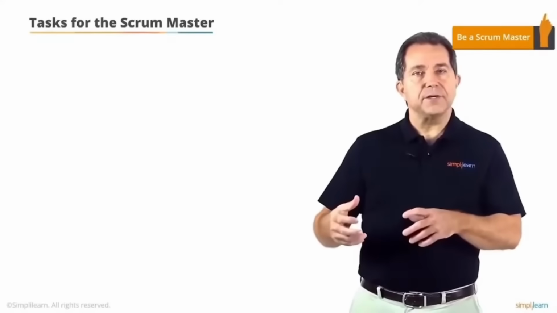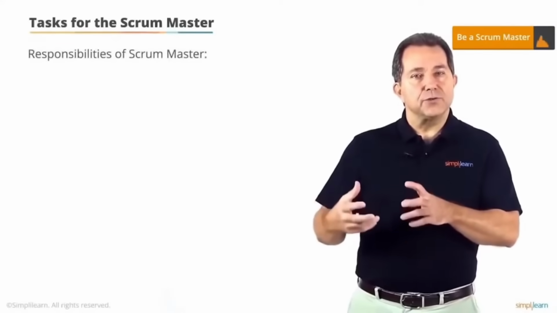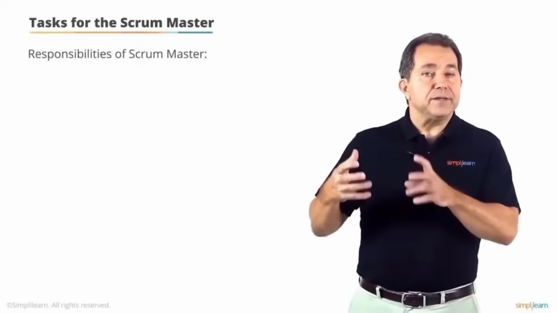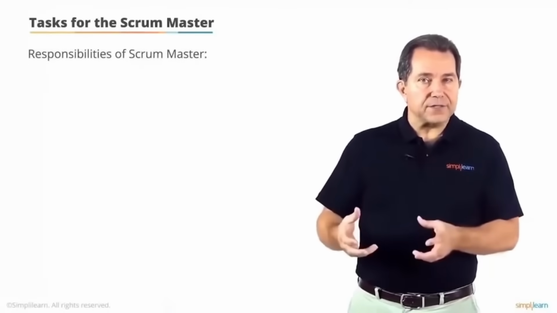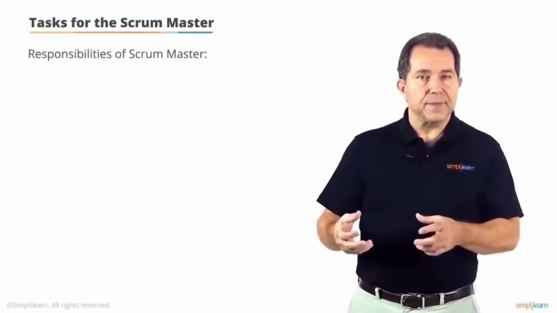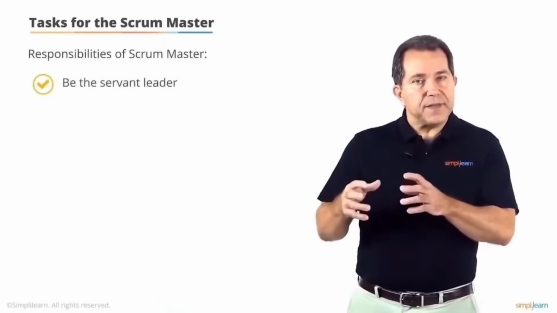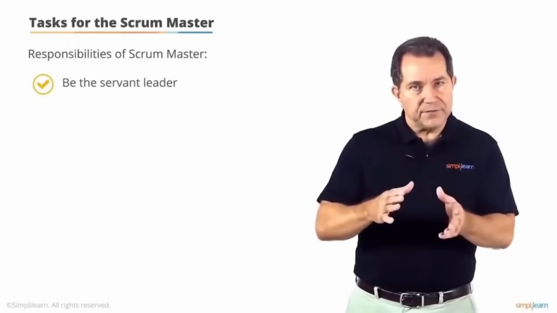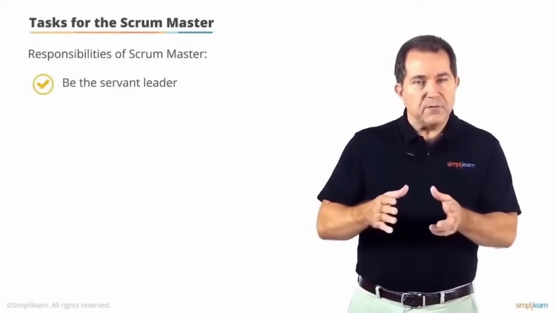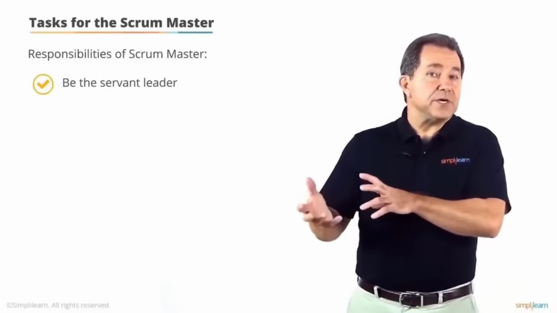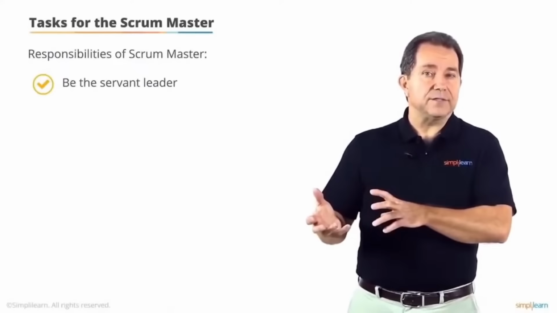Tasks for the Scrum Master. The Scrum Master is a crucial role, and it is important for you to be clear about exactly how the Scrum Master serves the team. Scrum Masters are servant leaders. This means that they put the team before themselves and assist the team. For example, they set up and ensure that the Scrum ceremonies are effectively carried out.